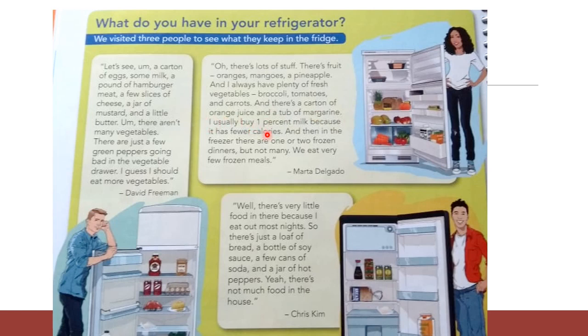I usually buy 1% milk because it has fewer calories. And then in the freezer there are 1 or 2 frozen dinners, but not many. We eat very few frozen meals.